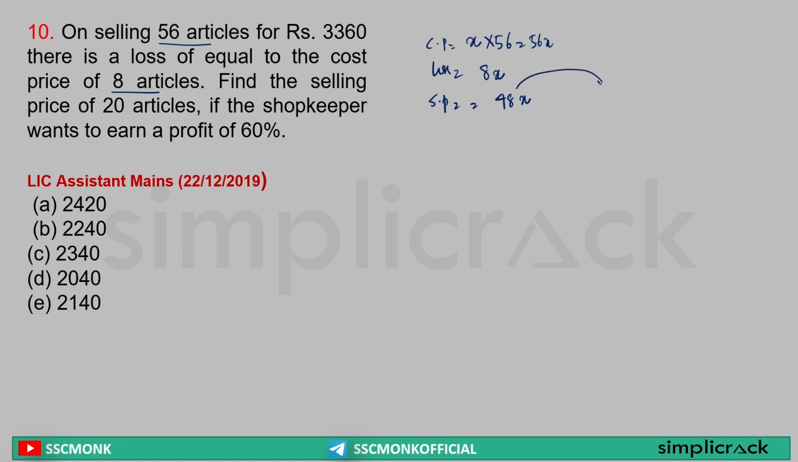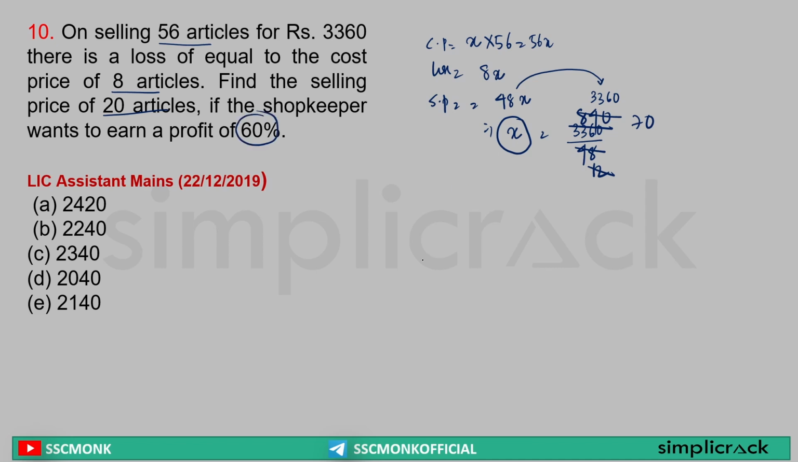Now this 48X is equal to what? 3360. Yes or no? Yes. So the value of X is 3360 divided by 48. 4 12s are 48, 4 8s are 32, 1 6 4 4s are 0, 12 7s are 84, 0. Sir, each article's cost price is 70 rupees, because X is the cost price. Yes or no? Yes.